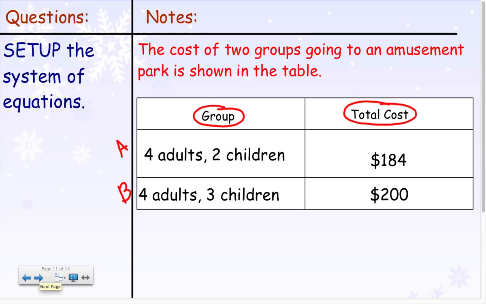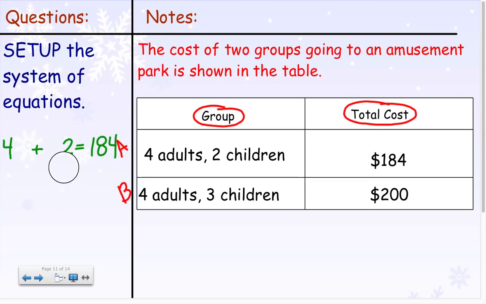So what we're trying to figure out when we set up this equation is how much is an adult ticket, how much is a children's ticket. We want to know how much we're paying for each ticket. So we're going to set up one equation for Group A, one equation for Group B. So if I have 4 adults going, plus my 2 children going, I know that that's going to cost me $184.